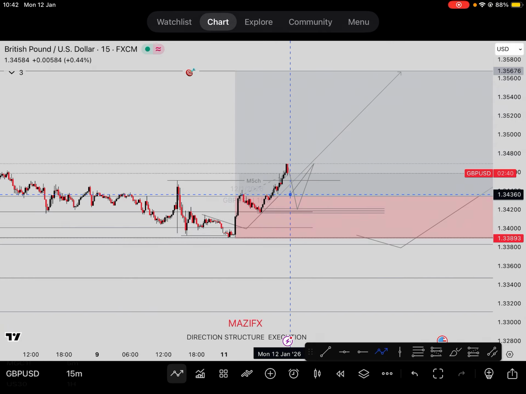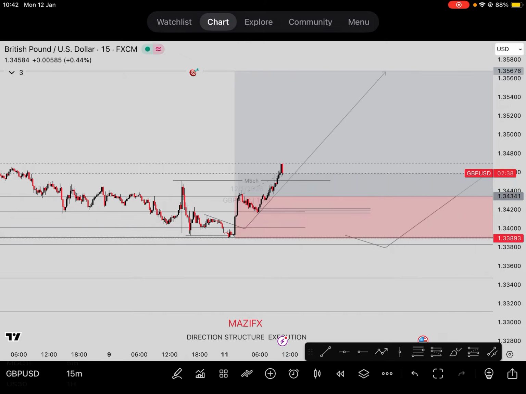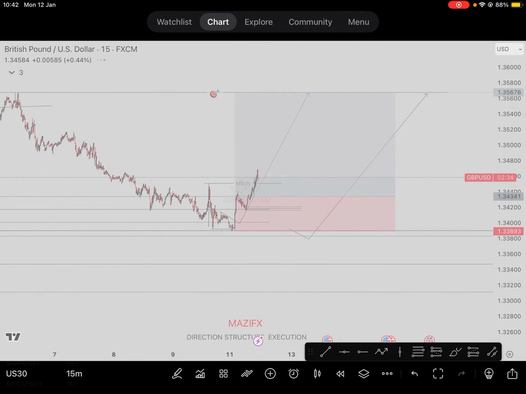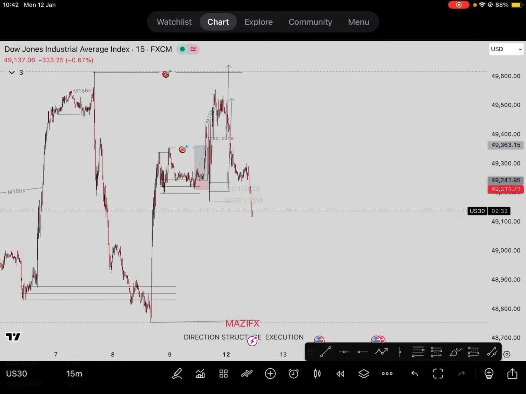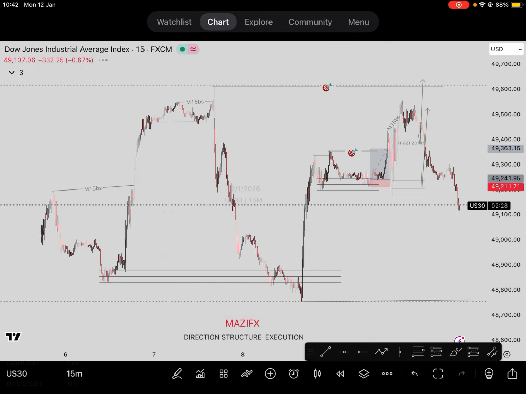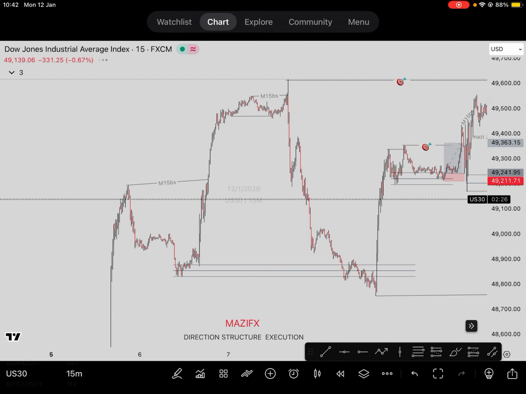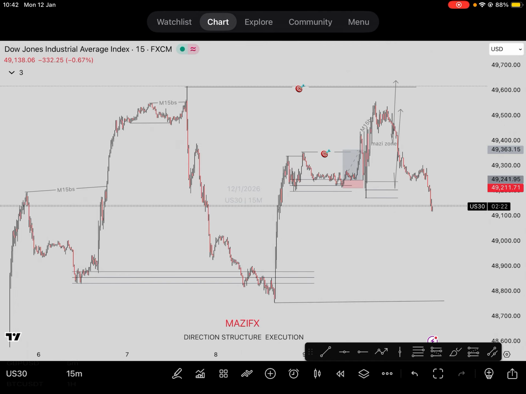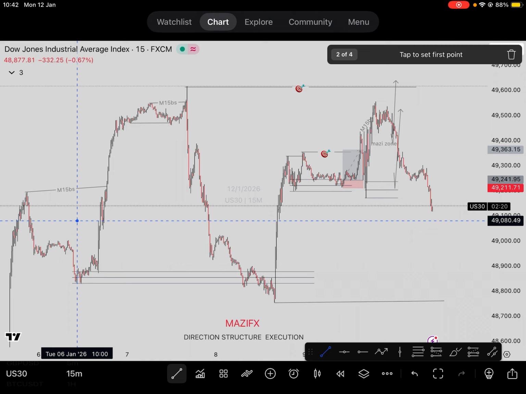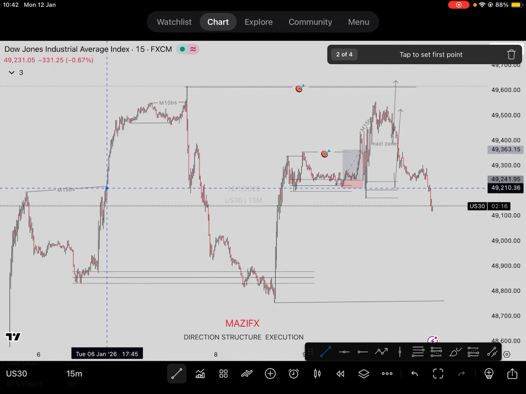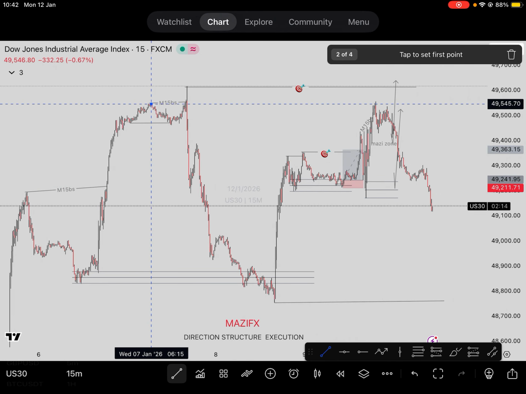Okay, let me check if there's another possible trade that is building up. Let me check US 30. I think I spotted something there on US 30. Okay. So now looking at US 30 from the way I mark structure, I think this particular structure is from 15 minutes. Looking at this point, you can clearly see that here is our last previous break of structure. Here is our second break of structure.